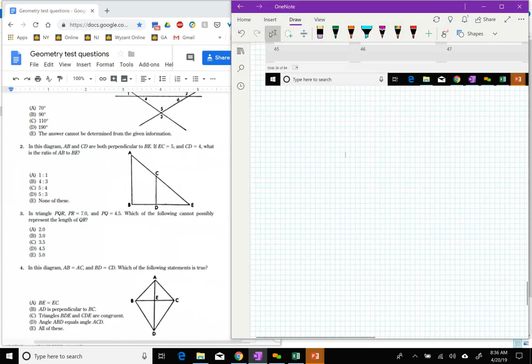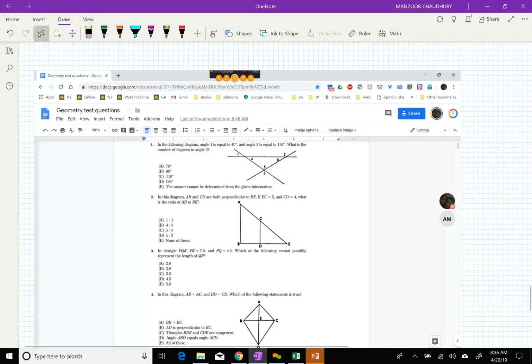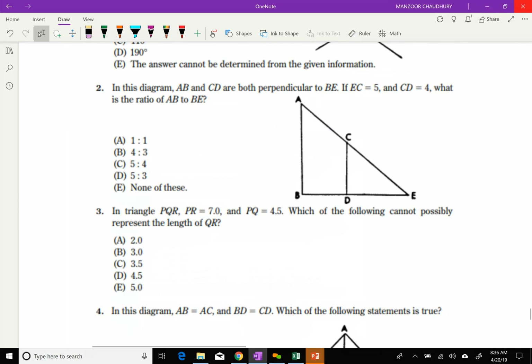In this diagram, AB and CD are both perpendicular to BE. If EC is 5 and CD is 4, what is the ratio of AB to BE? So 5, 4, and then they need AB to BE. So that would be, would it still be 5 to 4?